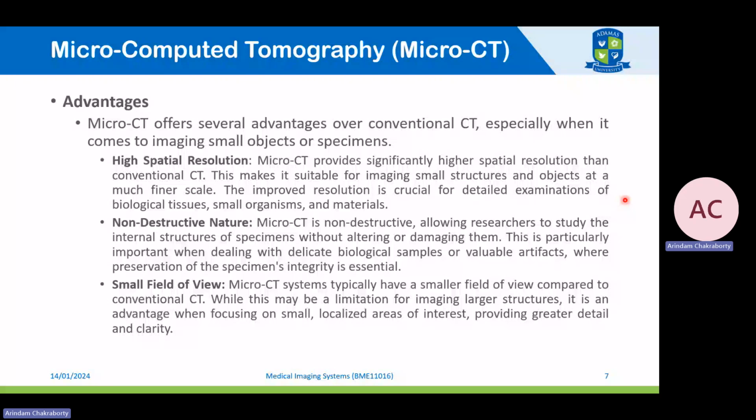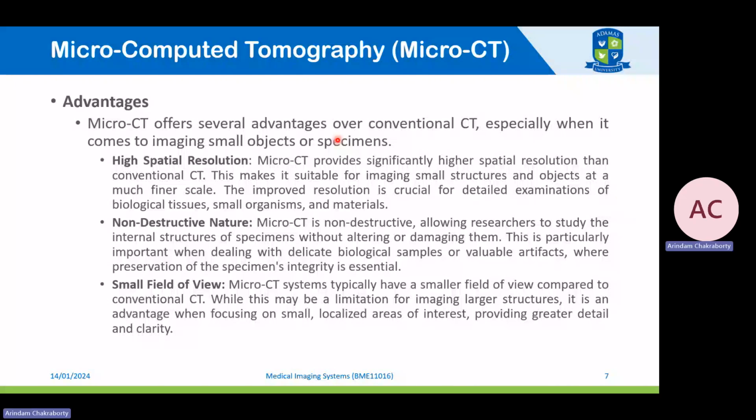And another important one is the small FOV, field of view. Since micro CT systems typically have a much smaller field of view as compared to conventional CT, initially it might be termed a limitation when compared to CT, which can image larger structures. But it is very advantageous when focusing on small localized areas of interest, thereby providing greater detail and clarity.